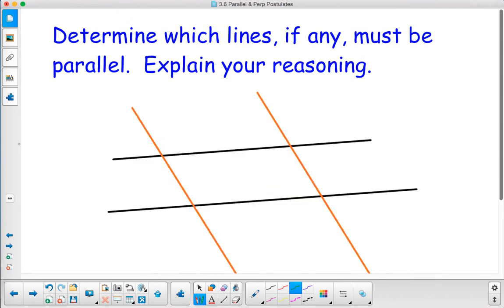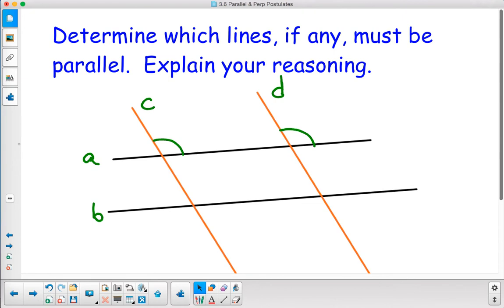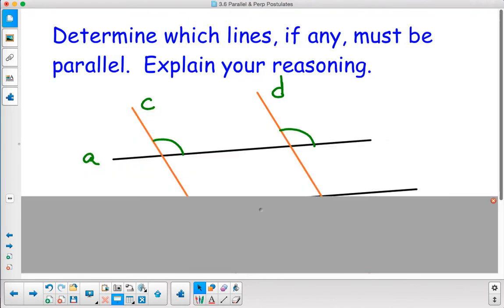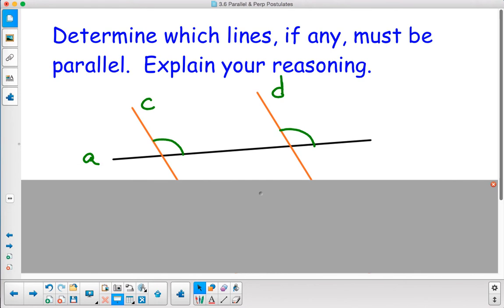We looked at this kind of situation the other day. Determine which lines, if there are any, that have to be parallel, and explain the reasoning. I've got line AB, line CD. If you remember, I said you have to ignore part of the picture. So if I would give you this angle congruent to this one, I'm going to bring that screen shade back up. If I would get rid of the bottom part of the picture to block it out, I can more easily see by the corresponding angle converse that C and D would be your parallels.